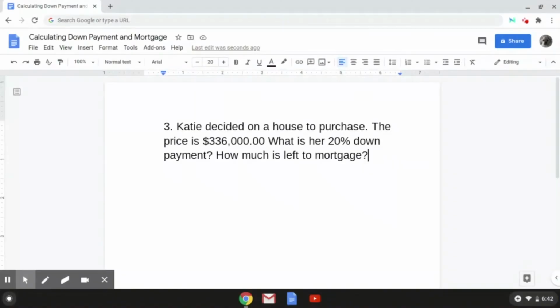Okay, so this next problem reads, Katie decided on a house to purchase. The price is $336,000. What is her 20% down payment, and how much is left to mortgage? So the way that we're going to solve this problem is, as always, like we've been doing before. First, we're going to take the $336,000 and multiply it by the 20%, which is 0.2. This will give us our new down payment amount of $67,200.